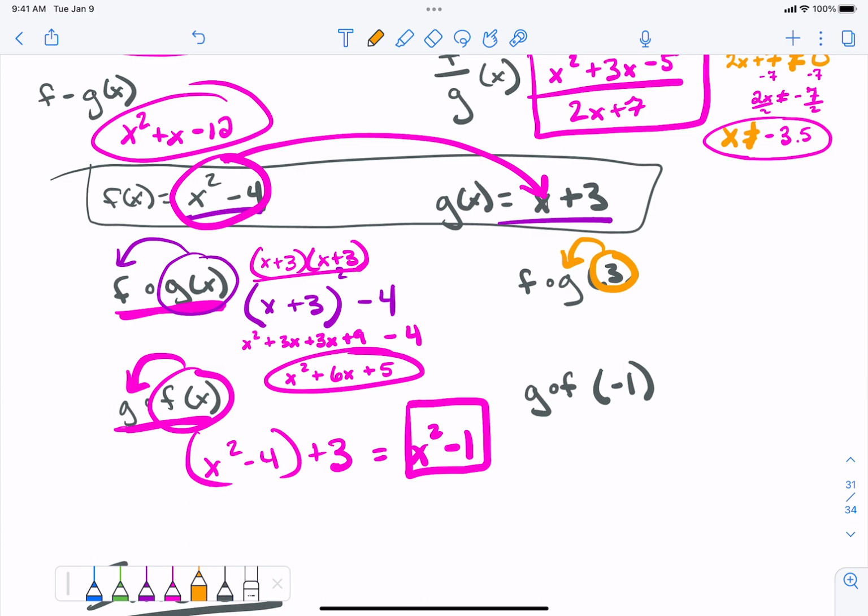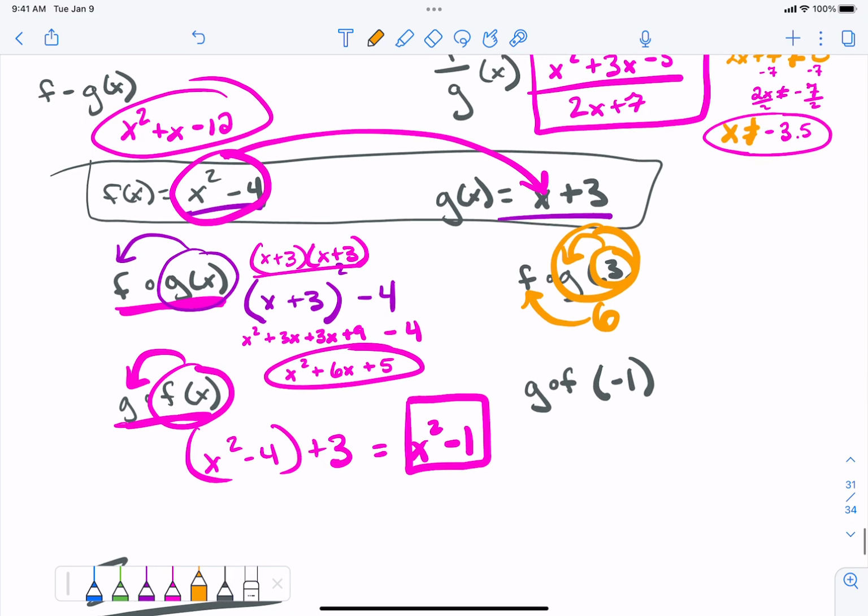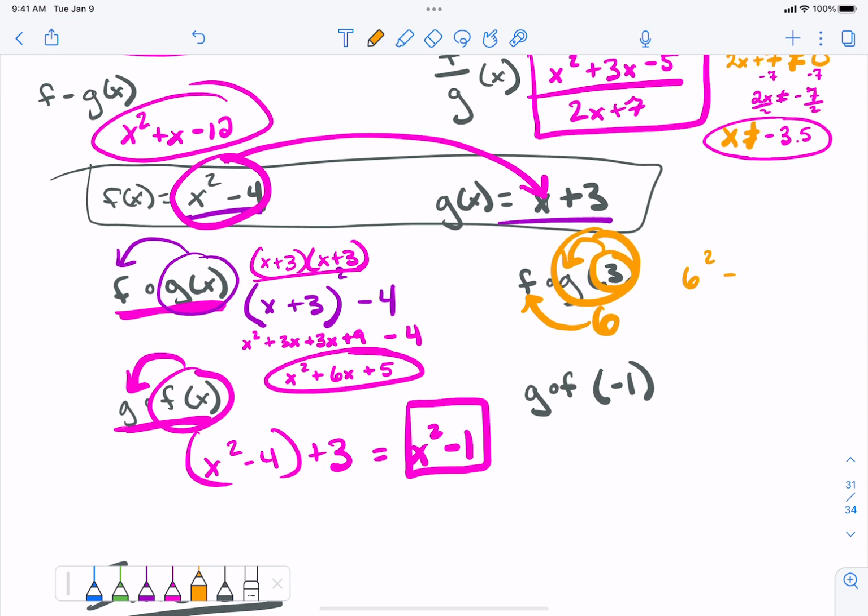Okay. Now g of 3 came out to be 6. Now where do you put the 6 in? 6 goes into f. So 6 squared minus 4 is 32.